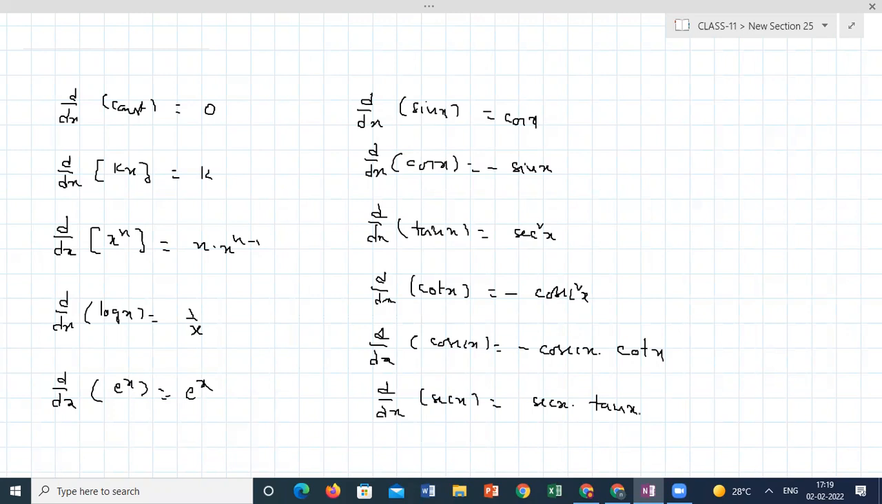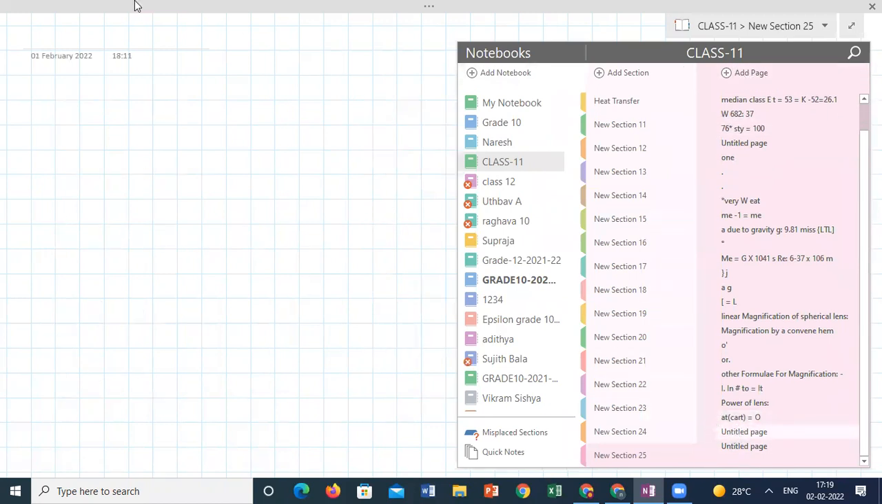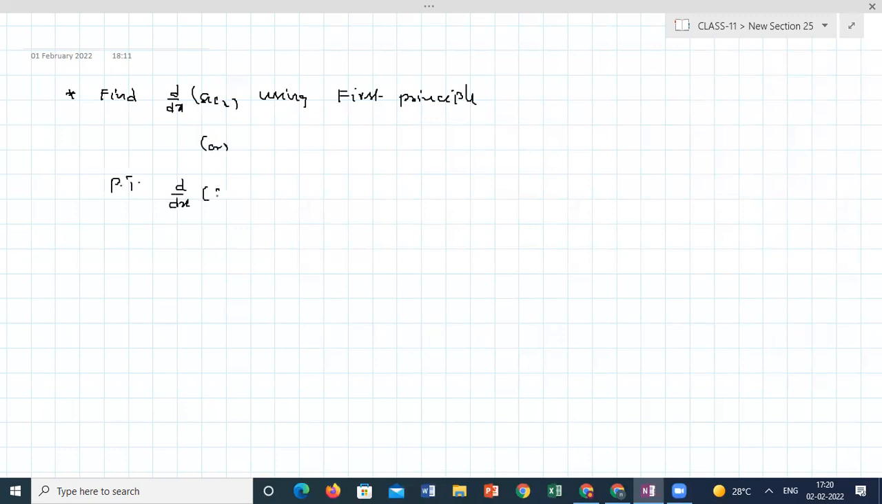My question is: find the differentiation of secant x using first principle. The question might be like this for an essay question. Find d by dx of secant x using first principle, or prove that d by dx of secant x is equal to secant x into tan x using first principle.